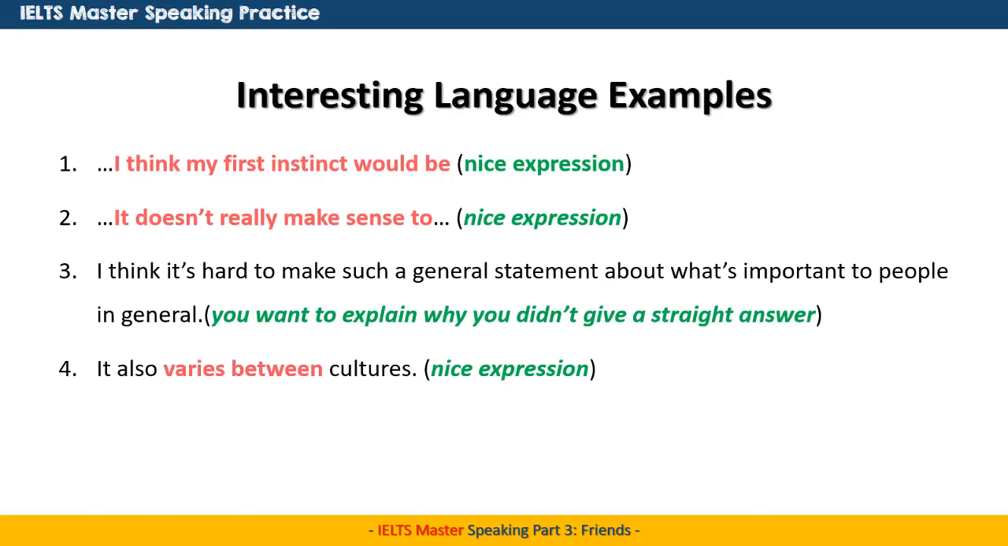This is another nice expression, varies between, and then you have this set of groups. Here we have the group of cultures, right? We have maybe Asian culture or culture from Asia. We have Western culture, Japanese culture, Chinese culture, Brazilian culture, whatever. Different cultural groups. So it varies between cultures. You could also say it varies between people.